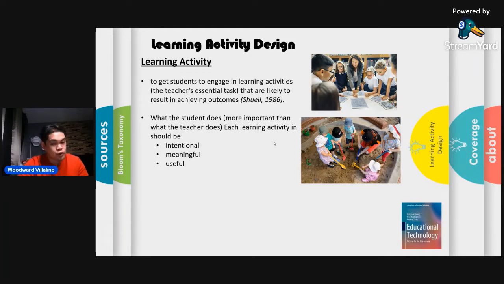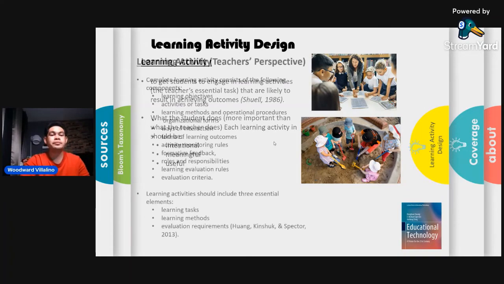It should be meaningful so that it will be easily remembered by the students and the learners, and it should be useful because learning should be applied in our daily life, in a real life situation, so it should be useful as well. So these are important things that we should always remember.